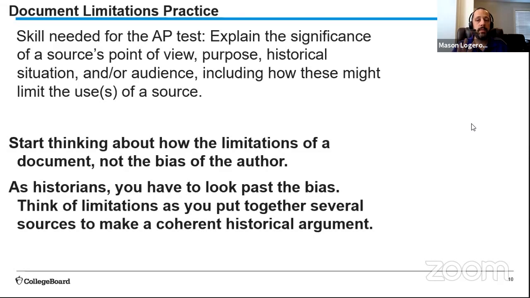All right, let's pause on the story for a little bit and talk about skills that you're going to need for the AP test that's coming up next month, or sorry, in May. And also for those of you that are going to be taking AP US history and AP European history in the coming years, you're going to need to focus on these same skills. Like I said, last time we talked about point of view, purpose, situation, audience, and how to identify it and also use it to make a historical claim. Today, I want to think about limitations of a document.